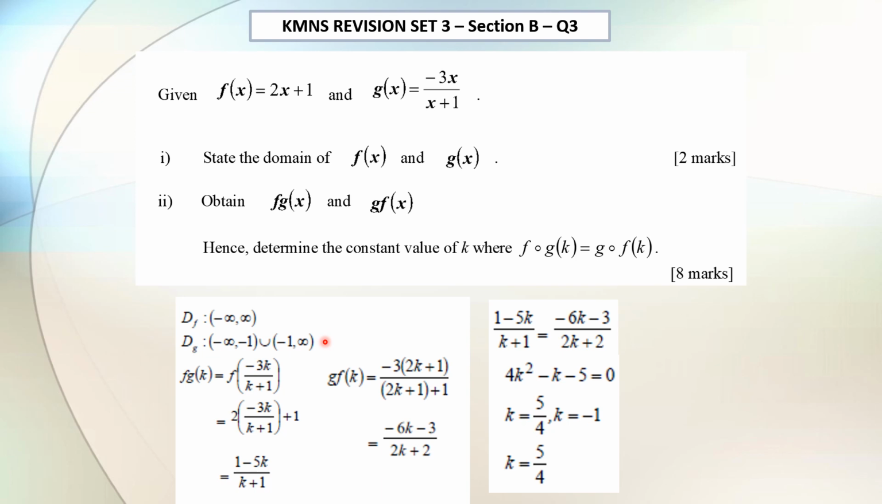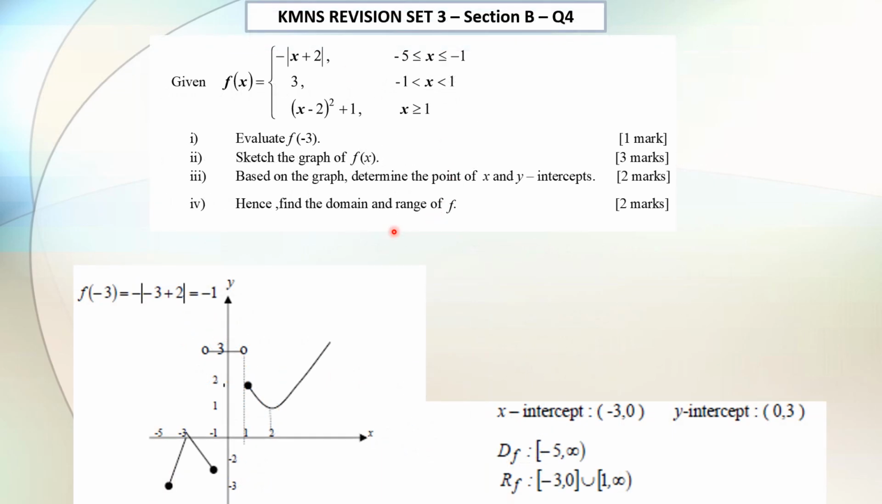And then it says obtain fg(x) and gf(x). Okay, this is just a composite function, so it's very easy to do. You will get something like this for fg(k) and gf(k). And then it says hence determine the constant value of k where f of g(k) equals g of f(k). So we just equate whatever we have here just now to get the value of k. And the value of k is 5/4. This is a very easy question and you cannot be wrong for this.